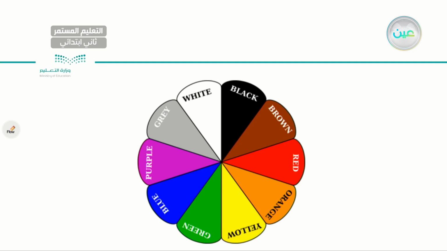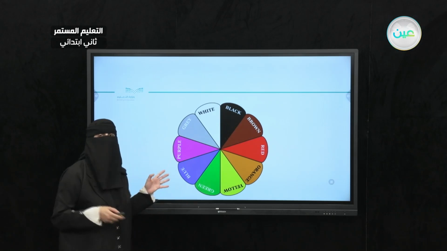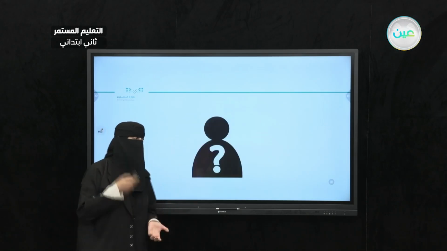Let's read the colors one more time. Black, brown, red, orange, yellow, green, blue, purple, gray, and white. I have all these colors. Now, why do we need to go through the colors one more time? Because we will be describing people's clothes in a minute.